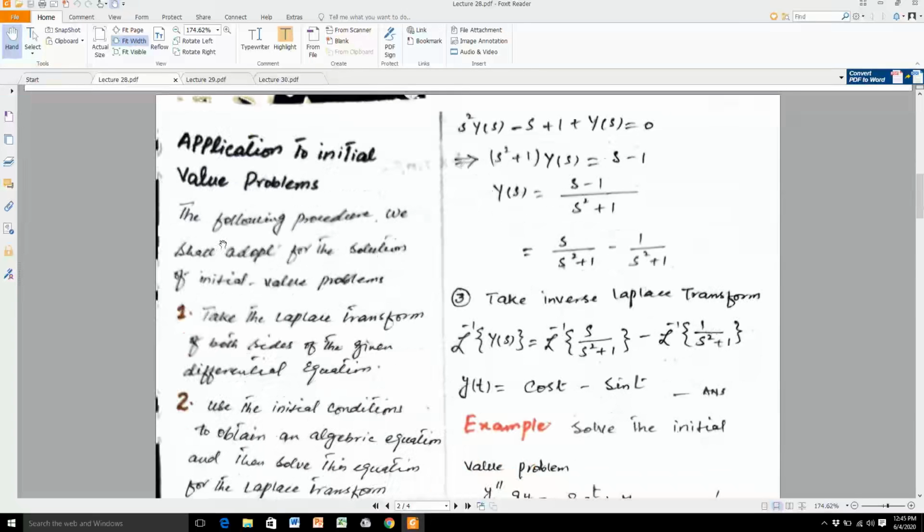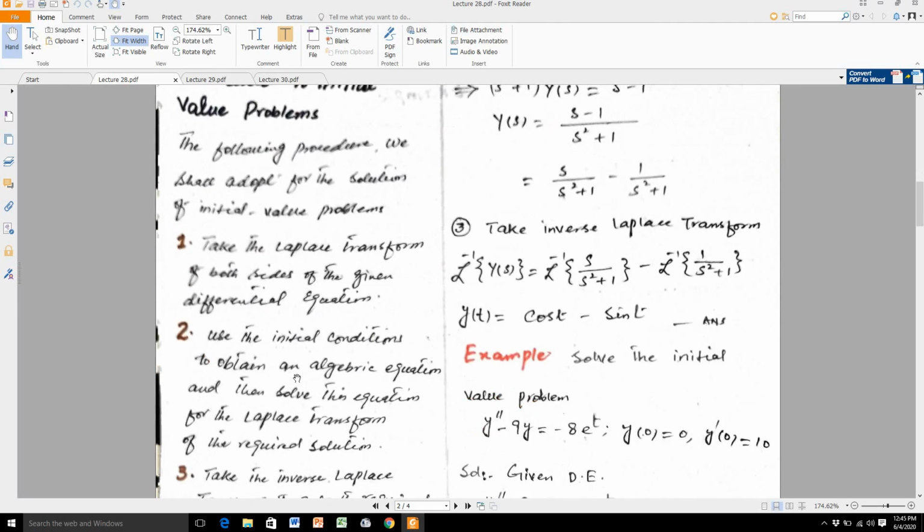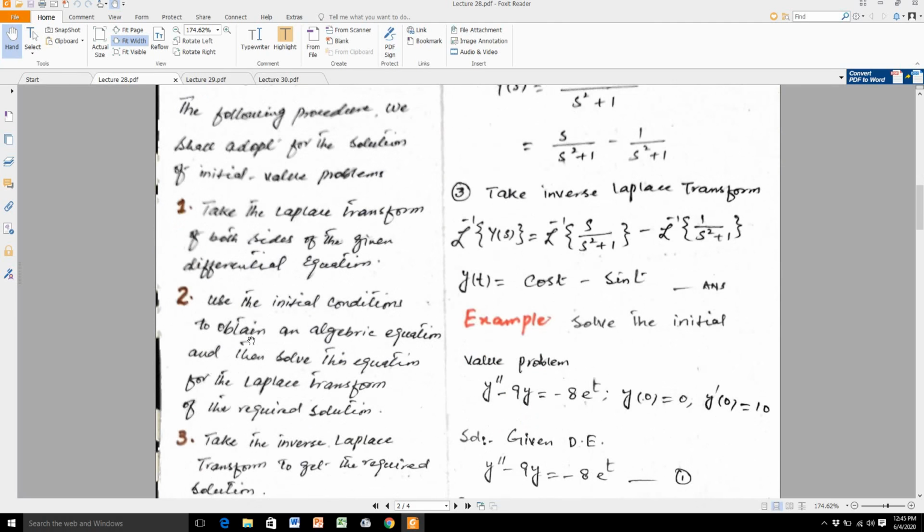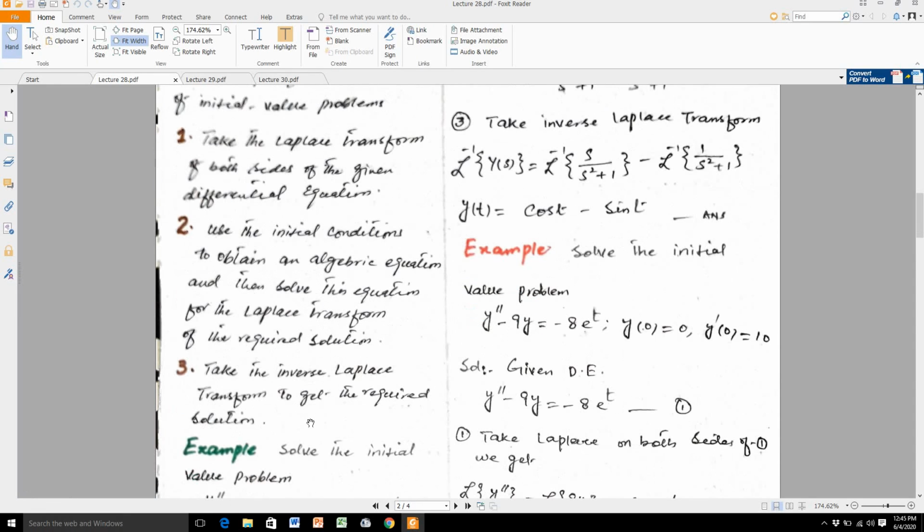Here is the procedure we shall adopt for the solution of initial value problems. Number 1, take the Laplace transformation of both sides of the given differential equation. Number 2, use the initial conditions to obtain an algebraic equation and then solve this equation for the Laplace transformation of the required solution. Third, take the inverse Laplace transformation to get the required solution.